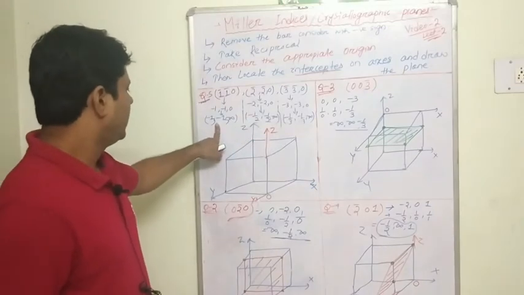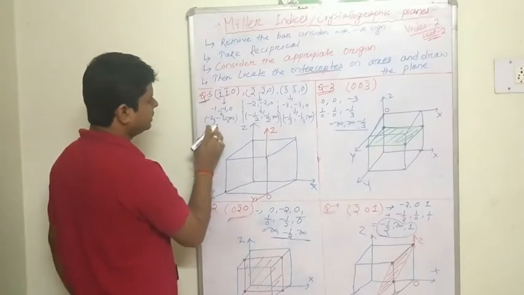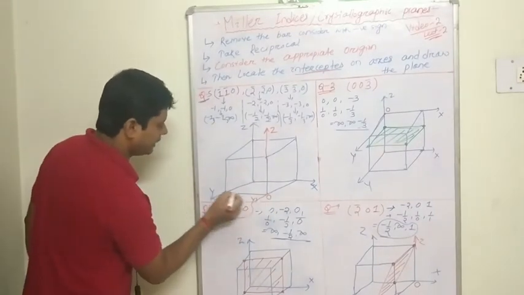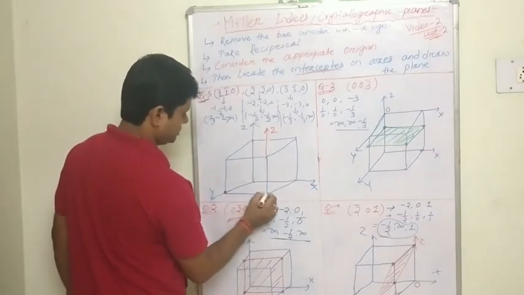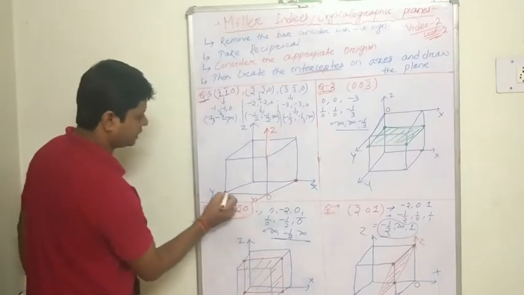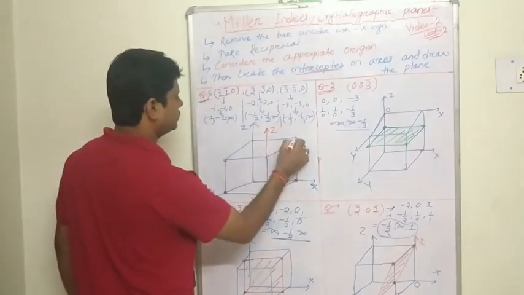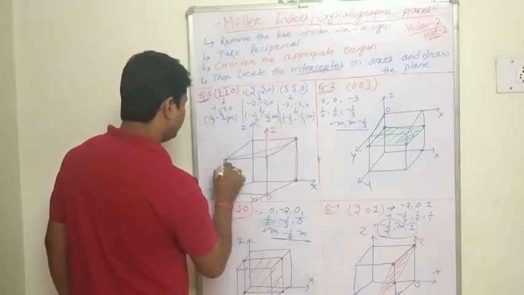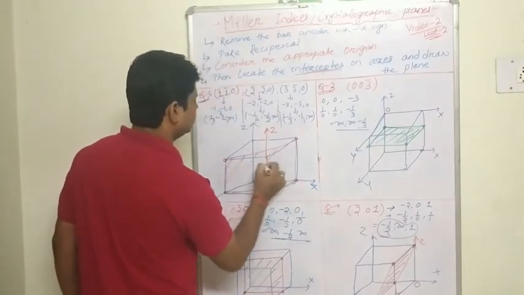So here for this Miller indices, the intercepts are -1, -1, infinite. That means -1 along x-axis and -1 along y-axis. The 2 points we found, and opposite 2 points have been considered, and we have to join the 4 points. We can find the required plane is this one. Okay.